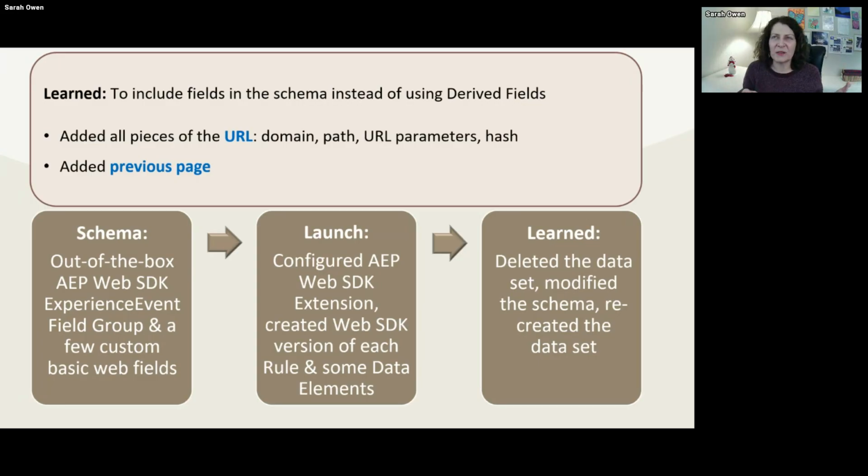And the same thing with the previous page. I know you can figure out previous page logic with derived fields and all that, but once again, why would we want to waste a derived field on something that in Launch we already have that logic? I'm just going to pass it. So that's what we learned. We're going to put more fields in our schema and save derived fields for something else.